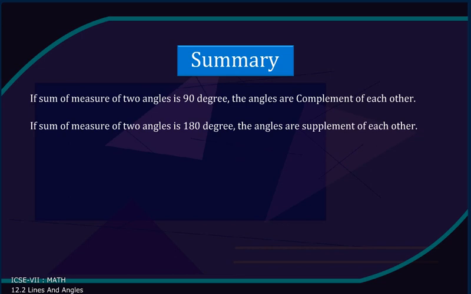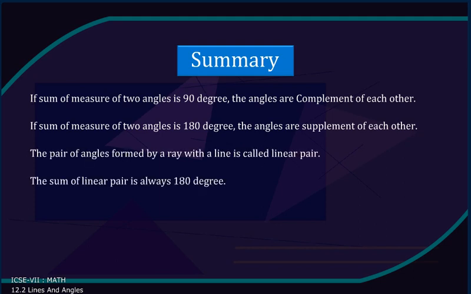Summary. If the sum of the measures of two angles is 90 degrees, the angles are complements of each other. If the sum of the measures of two angles is 180 degrees, the angles are supplements of each other. The pair of angles formed by a ray with a line is called a linear pair. The sum of a linear pair is always 180 degrees.